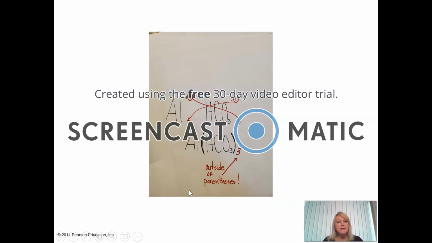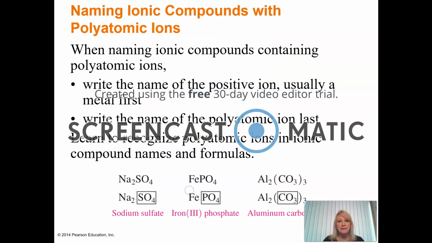You'd get the same thing if you did the crisscross. When you do the crisscross, you don't bring down the charges. You have to make sure that you don't write the ones. And you also have to make sure that you write that subscript for the polyatomic ion on the outside of the parentheses to show that it's applied to everything on the inside. So naming is not rocket science.